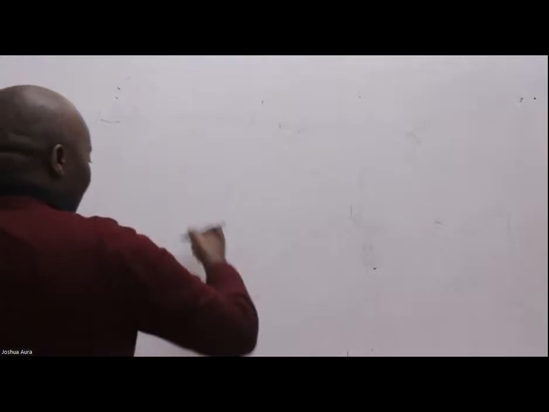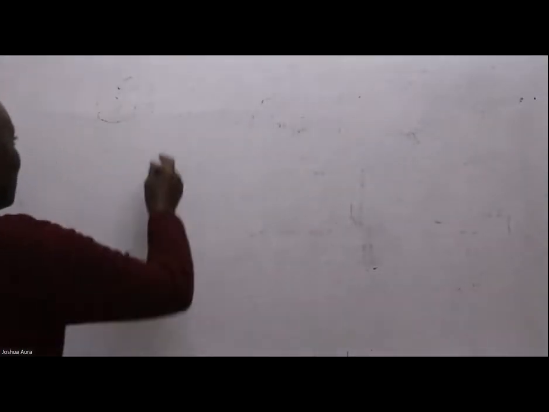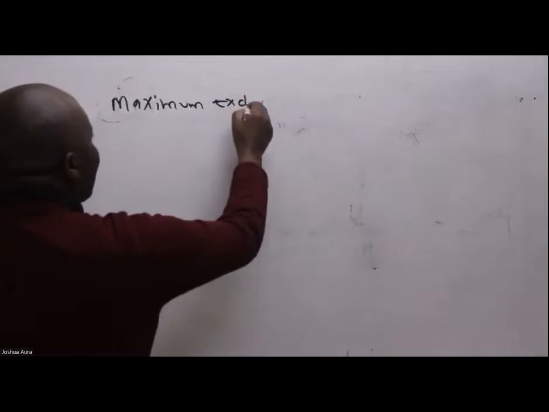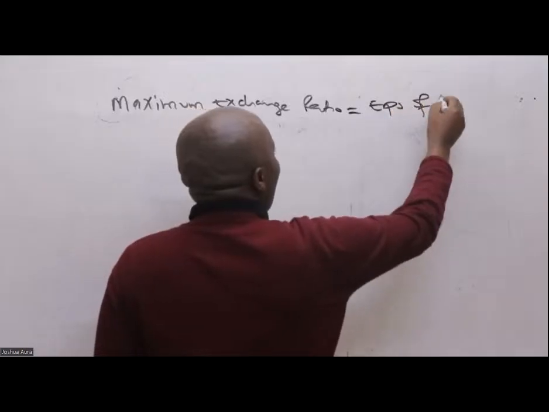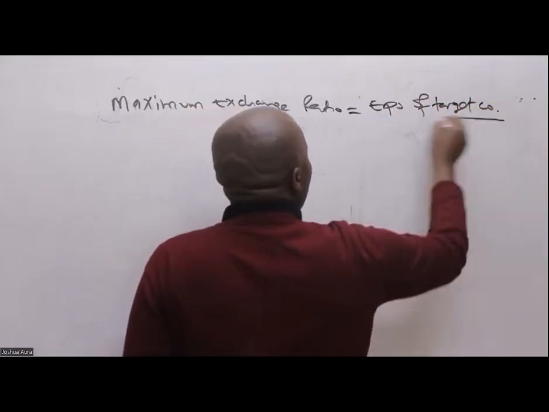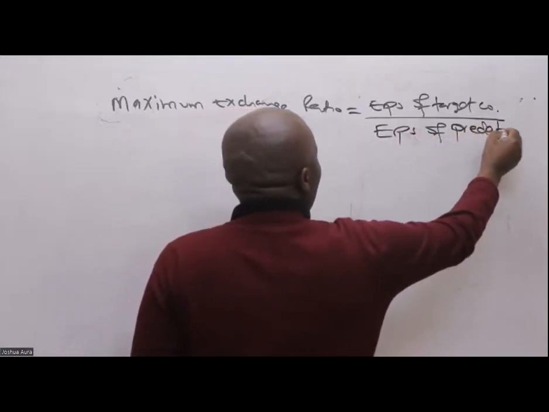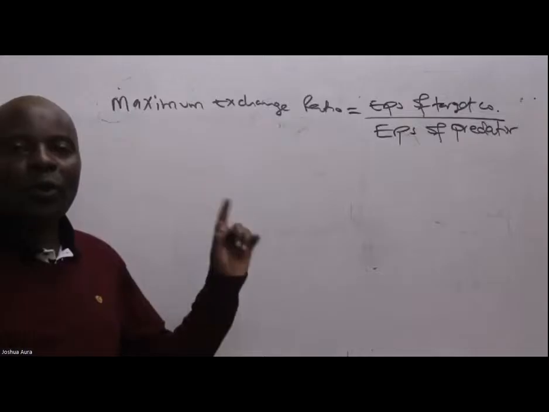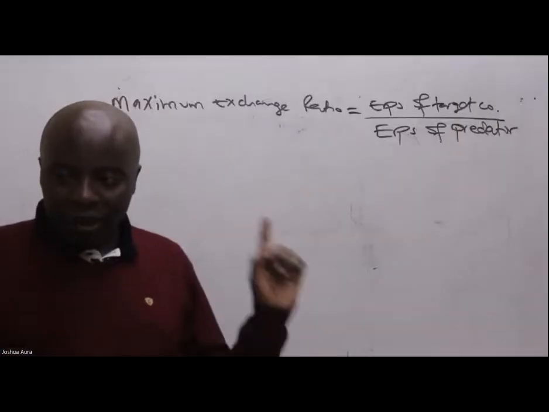So we have here maximum exchange ratio. Maximum exchange ratio is EPS of the targeted company all over EPS of the predator. A very, very important formula. There is no way I will ever go to any mergers or any exam without remembering this formula. This formula is so important.